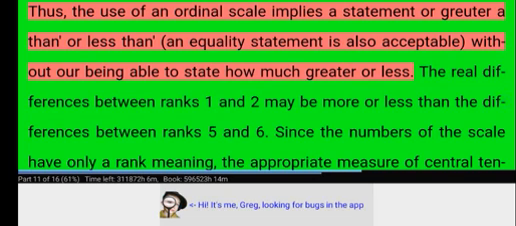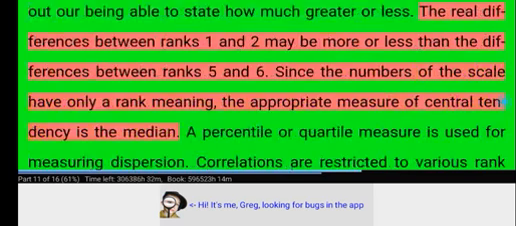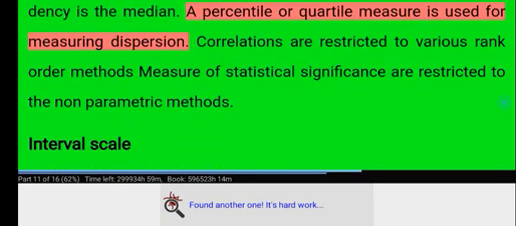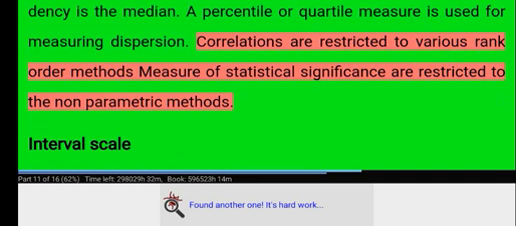An equality statement is also acceptable without our being able to state how much greater or less. The real differences between ranks 1 and 2 may be more or less than the differences between ranks 5 and 6. Since the numbers of the scale have only a rank meaning, the appropriate measure of central tendency is the median. A percentile or quartile measure is used for measuring dispersion. Correlations are restricted to various rank order methods. Measures of statistical significance are restricted to the non-parametric methods.